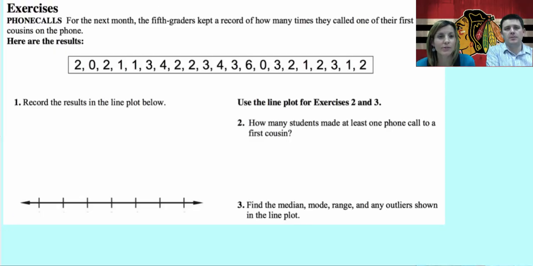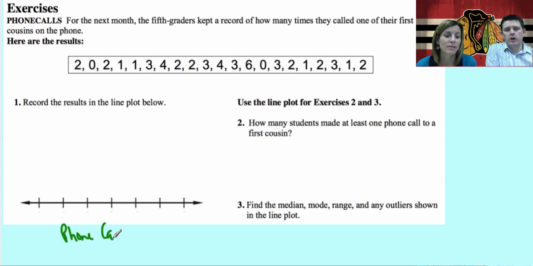All right, phone calls. For the next month, the 5th graders kept a record of how many times they called one of their first cousins on the phone. Some of you have first cousins, some of you may not. But we need to start off, you want to put a title on the bottom maybe? Let's put a title. So phone calls.